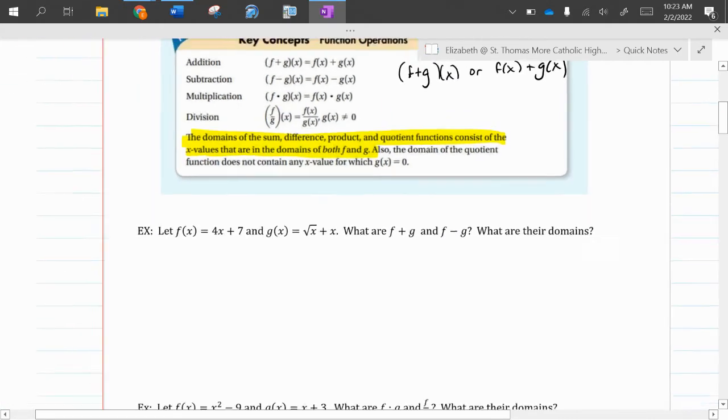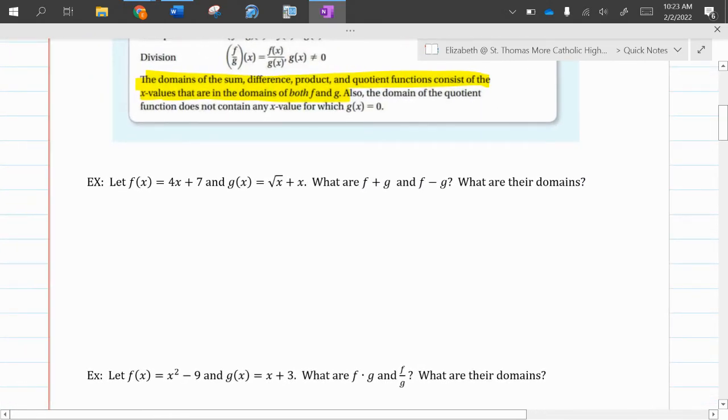Okay, let's add two functions together and subtract. Let f of x be 4x plus 7, and let g of x be the square root of x plus x. What are f plus g and f minus g? And what are their domains? The first thing we're going to do is f plus g. So f plus g would be 4x plus 7 plus the square root of x plus x.